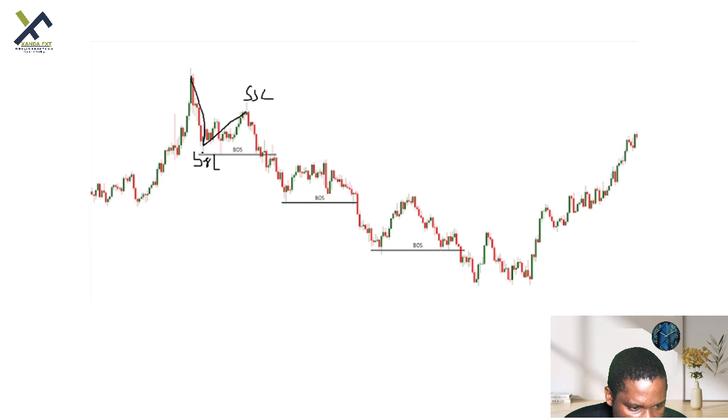Now you look at it, there's a break of structure at this point. So this was the last liquidity pool that was broken. So my entry point here, because this is a bearish movement, my entry point here becomes the buy side liquidity. Okay, I can place my entry here exactly, or I look out for another block or a fair value gap here.